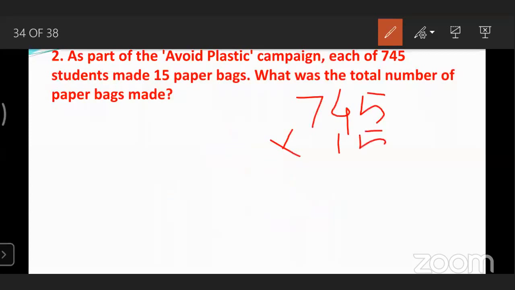Let's solve this sum here. 5 fives are 25. 5 will be here and 2 will be carried over here, right? 5 fours are 20. 20 plus 2 is 22. 2 will be here, 2 will be carried, right? Now 7 fives are 35.